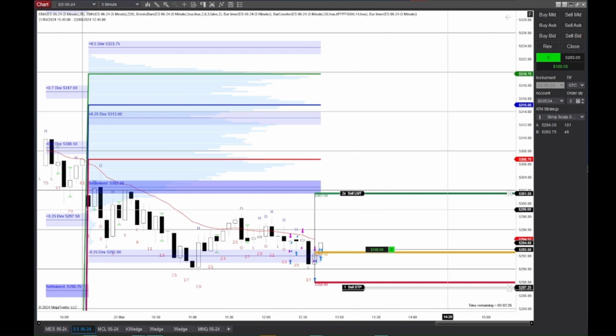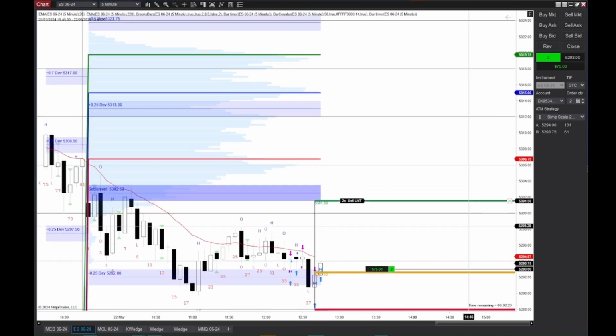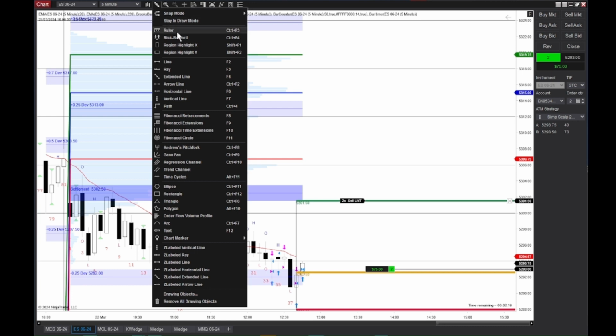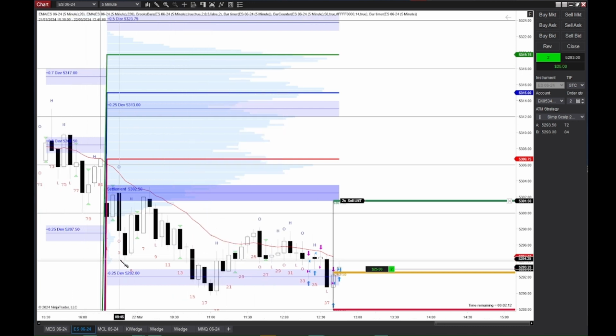Okay folks, here's an example of a 3-push wedge trade in action. You can see here, this trade happened about 12:40 p.m. yesterday Eastern time on the ES. We have 3 pushes down, second push beyond the trend line, which is the best setup for this.